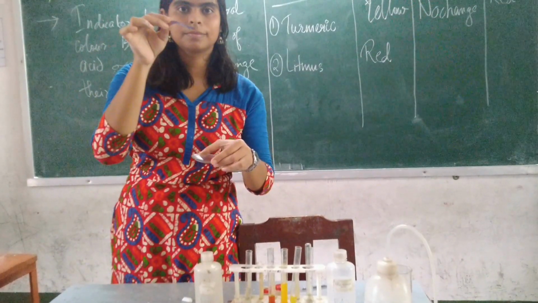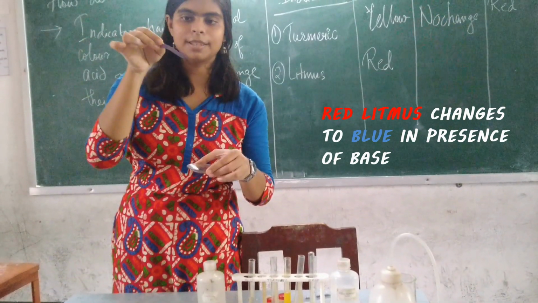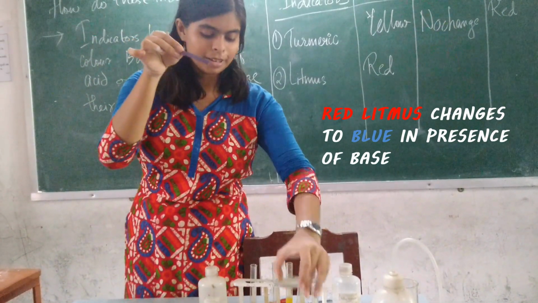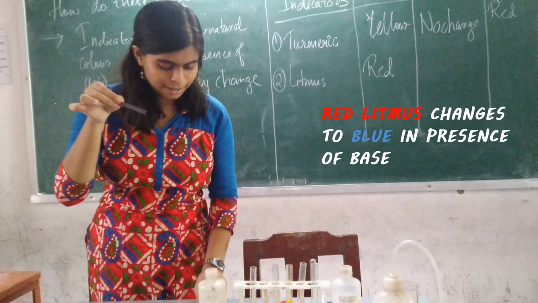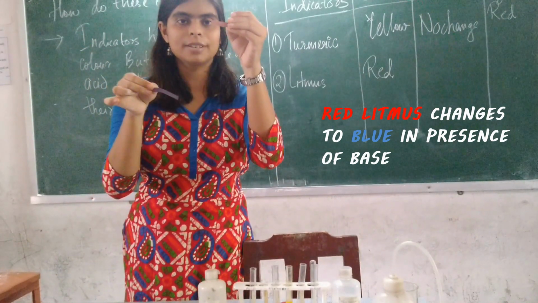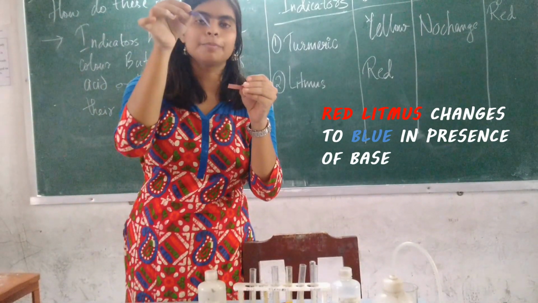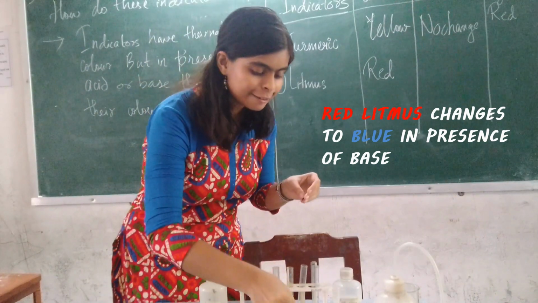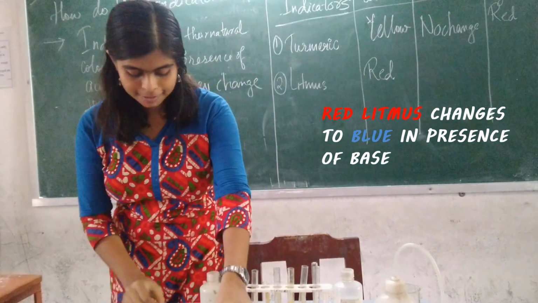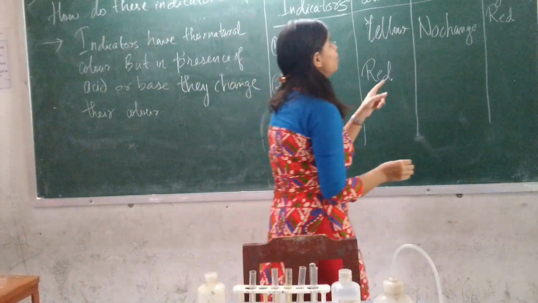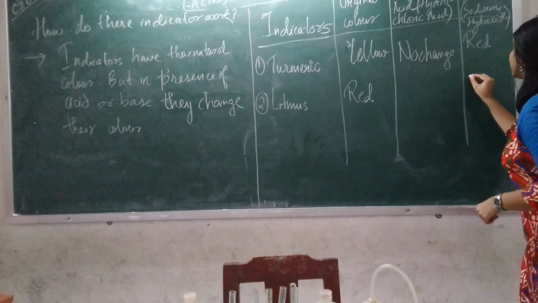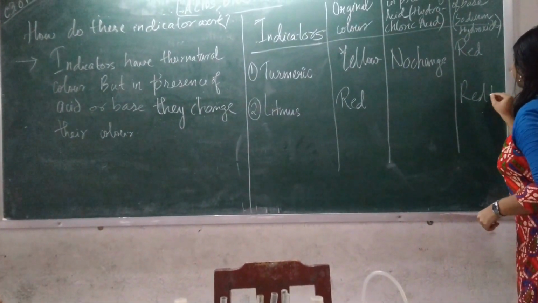Can you see? Let me clear it out. This was the original litmus, and this is what happened when we added some base. So we can say that in presence of base, litmus paper changes from red to which color? Blue.